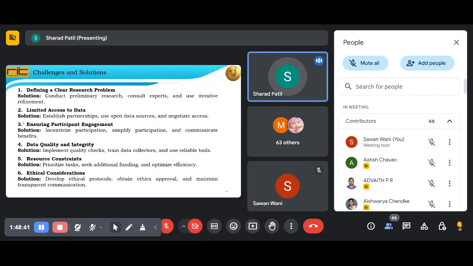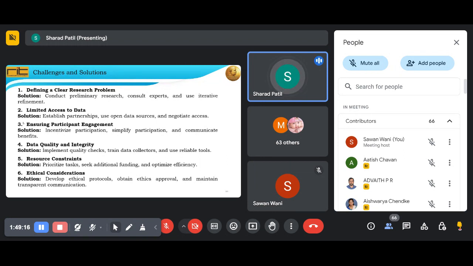You require some help, or you can have different participations. Then you can have incentive participation, simplify participation, or communicate benefits, like that. So you can have interaction with people, and you can overcome the engagement problem of the different participants in your research work. Quality and integrity of the data is also a problem. Is the data which you receive of good quality, and is it integrated or not. Then there are different constraints while collecting the data resources.